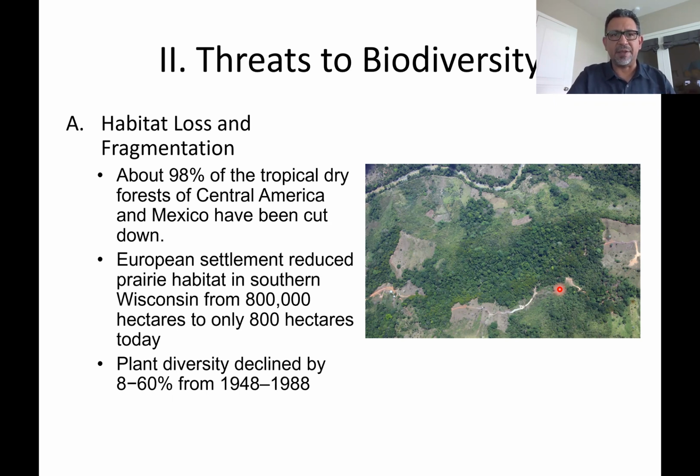Habitat loss simply means that land is cleared for agricultural purposes or for urban development. To give you an idea of how severe this can be, about 98% of the tropical dry forest, which is the main type of habitat in Central America and throughout most of Mexico, the trees from those forests have been cut down to a level that forests no longer exist.